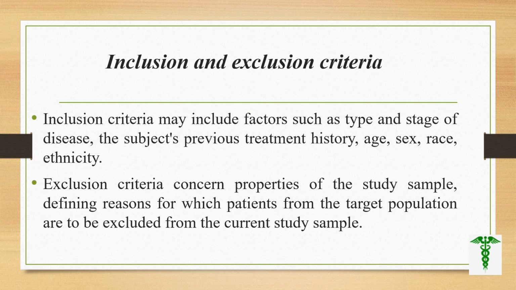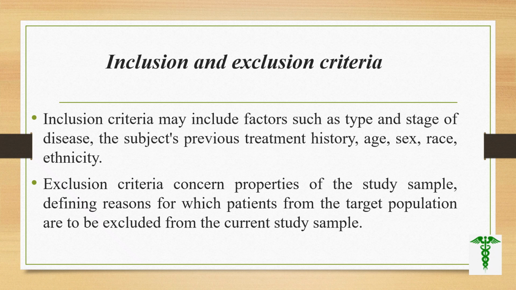Inclusion and exclusion criteria. This is a normal thing we use if we are doing research methodology or clinical studies. Inclusion means the factors such as type, stage, age, sex which can be included for our study. Whichever category we can include as a factor, that is inclusion criteria. Whereas exclusion means this age category has to be removed or changed when we are doing this current study sample.